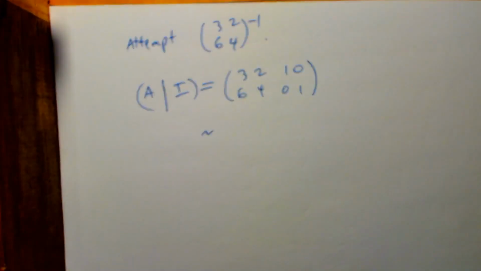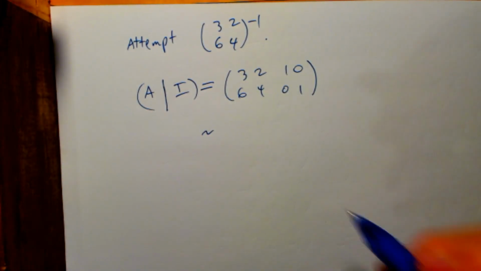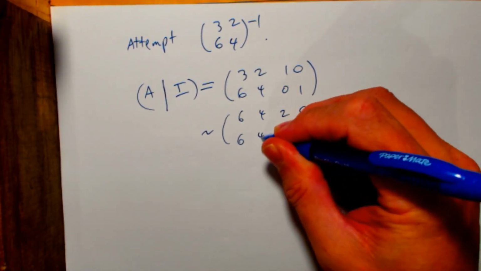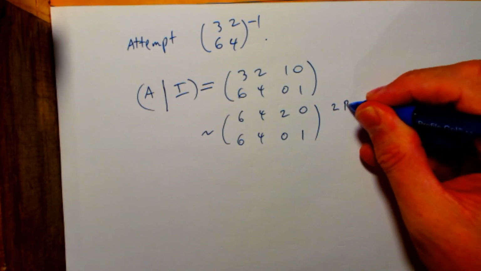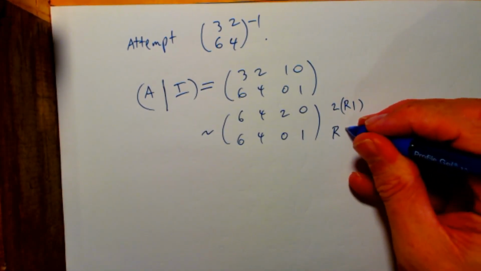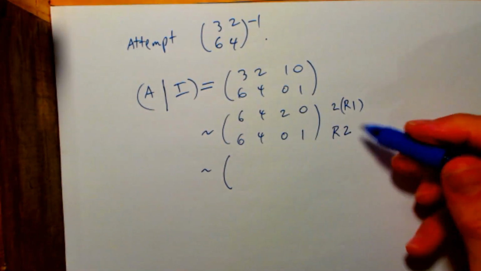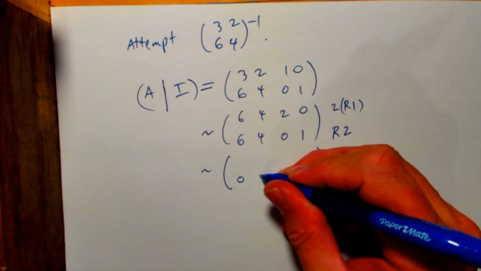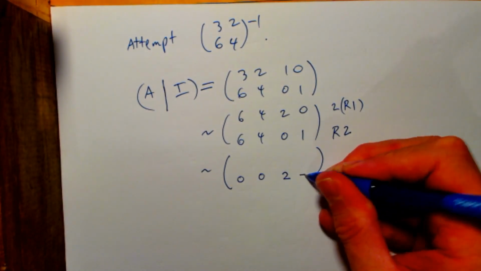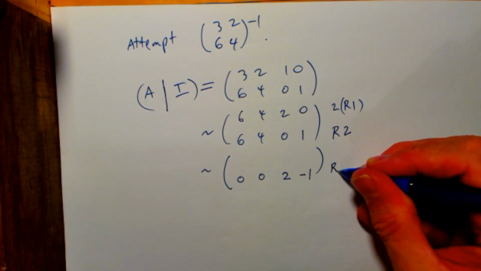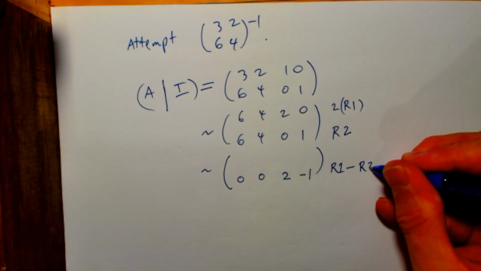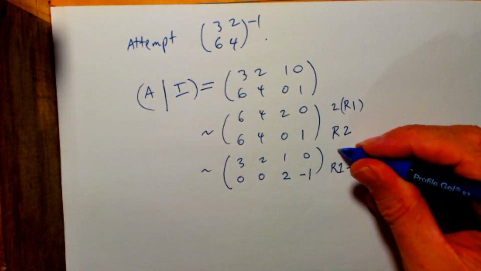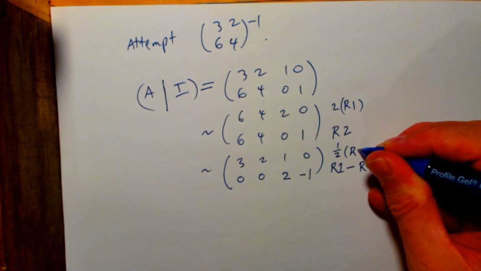Alright, so we'll start to perform row operations. So let's multiply row 1 by 2. We've got 6, 4, 2, 0, then 6, 4, 0, 1. So that's 2 times row 1. This is row 2. Okay, now clearly we can replace row 2 with the difference of row 1 minus row 2. So we would have 0, 0, 2, minus 1. So that's row 1 minus row 2. And then this we can replace to its original form, which would be 1/2 of row 1.